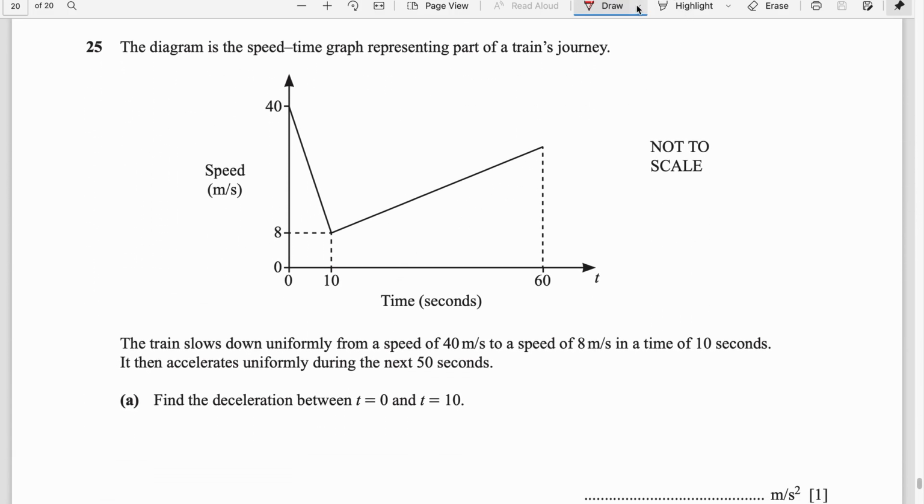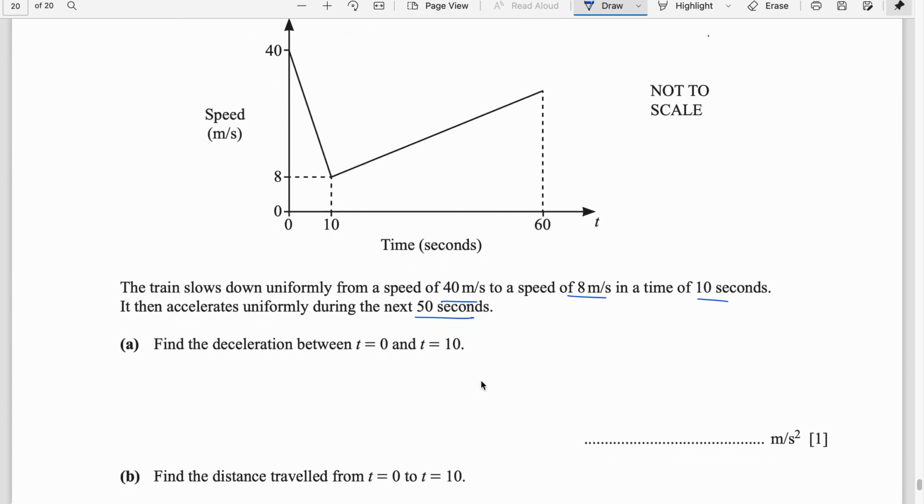Question number 25. The diagram is a speed time graph representing part of the train's journey. The train slows down uniformly from a speed of 40 meters per second to a speed of 8 meters per second in 10 seconds. It then accelerates uniformly during the next 50 seconds. Find the deceleration between 0 and 10.